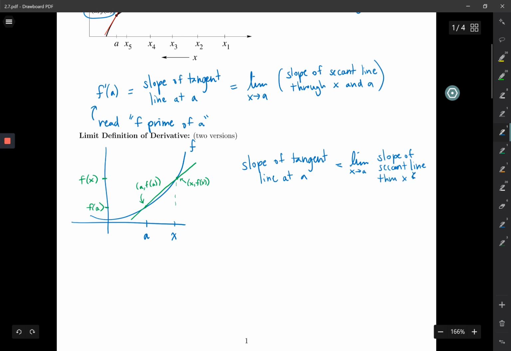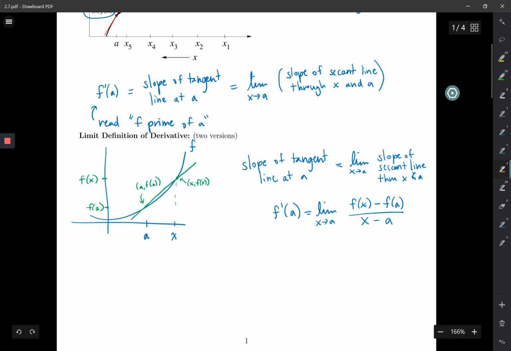through x and a. Okay, so our notation for this is f prime of a, so we'll write that, and then this will be equal to the limit as x goes to a of the slope of this. So we just use these points and we write down the formula for the slope, so it'll be f of x minus f of a, so those are our y coordinates, and then x minus a, right? So that is one definition.